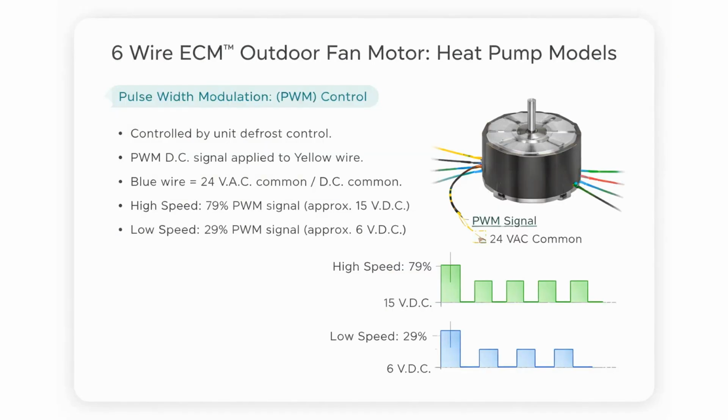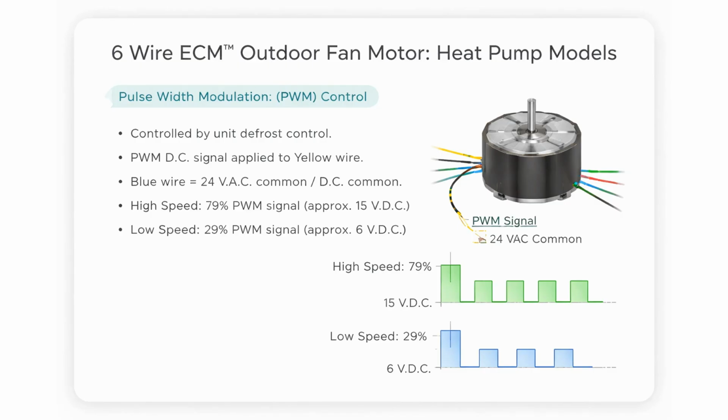On heat pump models, the operation is quite different. The outdoor fan motor is controlled by the unit's defrost control board, which outputs a direct current pulse width modulation, or PWM, signal to the motor's yellow wire. You can read this with a standard voltmeter.